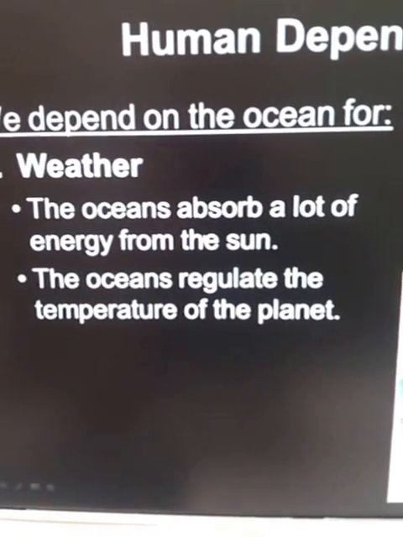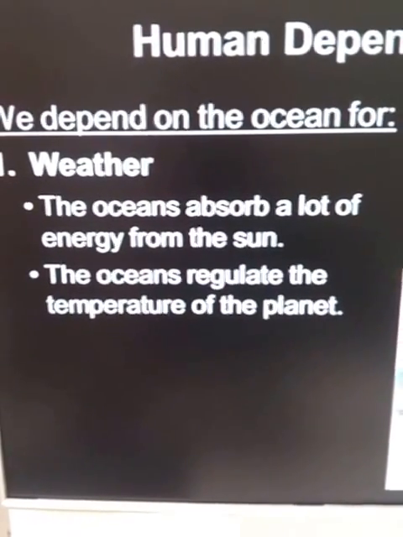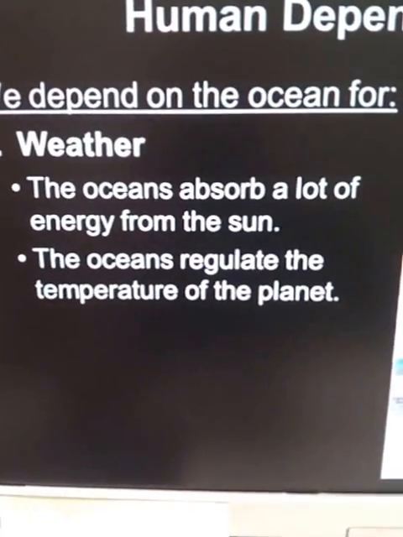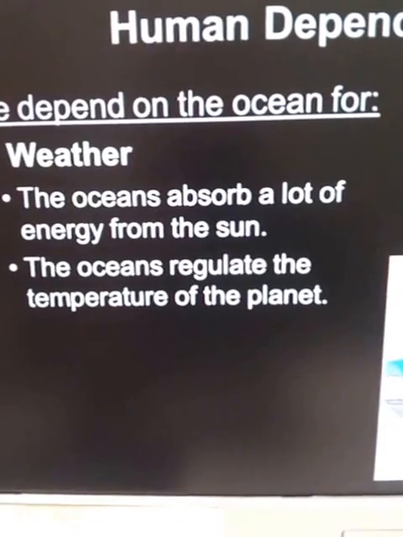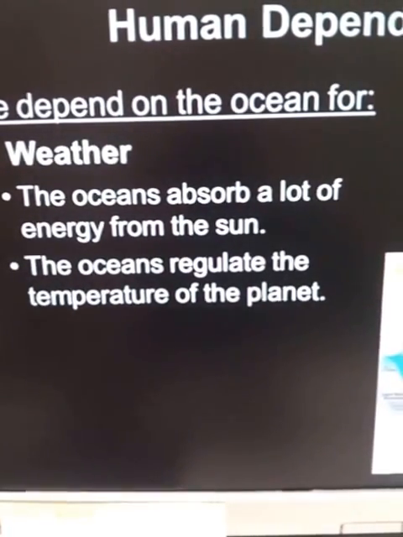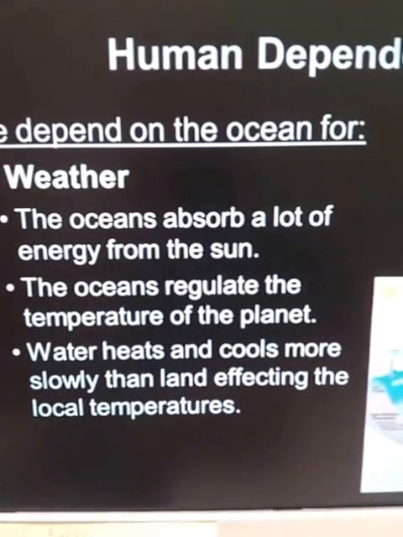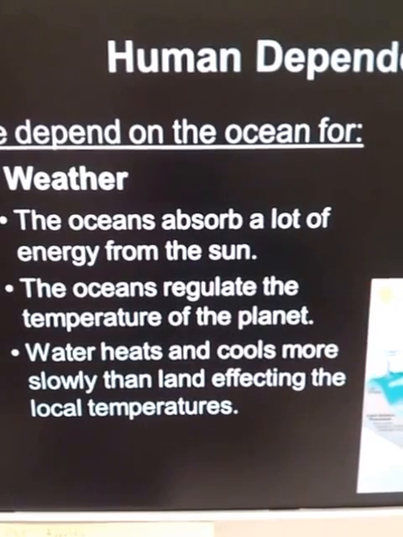The oceans regulate the temperature of the planet. Water, as a general rule, tends to make our temperatures more stable. If you're near an ocean, you're going to have really nice temperatures all year round. If you're not near an ocean, you're going to have extreme hot and extreme cold. So that last little bit was that water heats and cools more slowly than land, which does affect local temperatures.